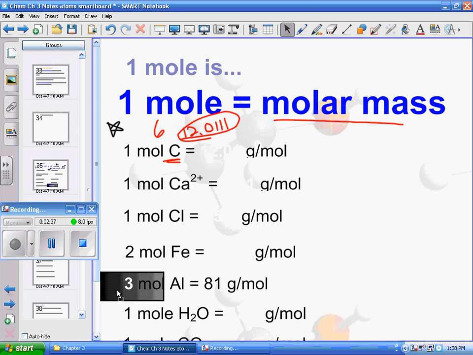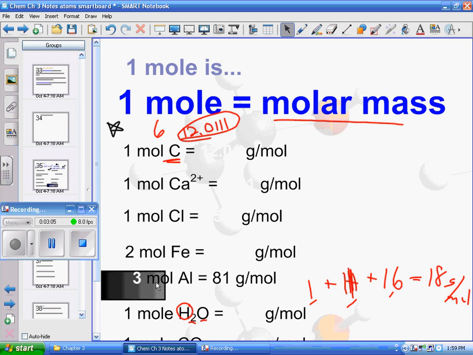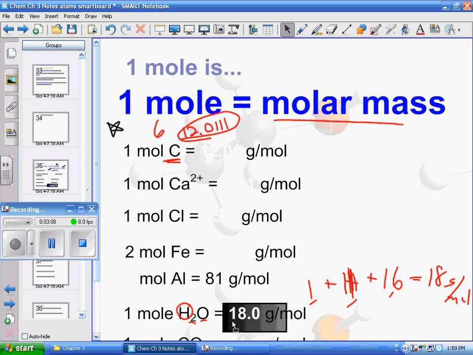If I have 1 mole of water, then I have to take the molar mass of 2 hydrogens and add it to the molar mass of an oxygen. So the molar mass of 1 hydrogen is 1. The second hydrogen's 1, plus 16, the molar mass of oxygen. 1 plus 1 plus 16 is 18 grams per mole. And that's my answer, right? Okay? So those are the 2 things that a mole is equal to.